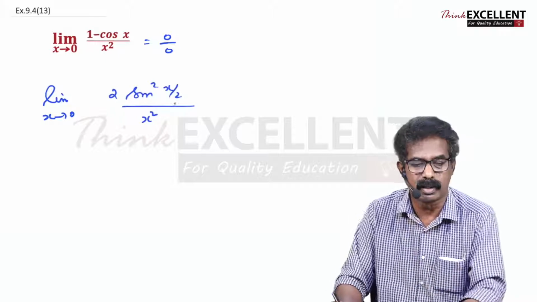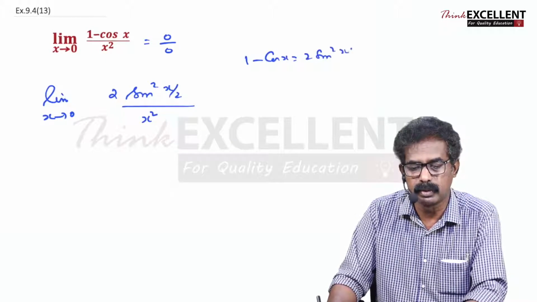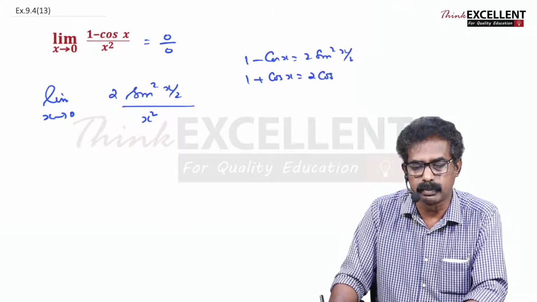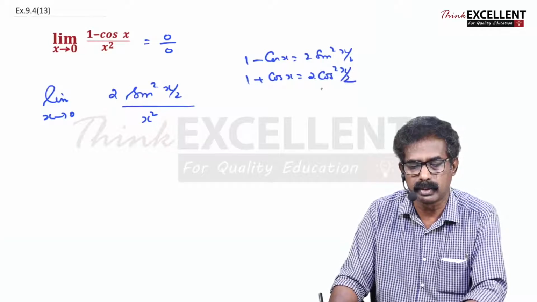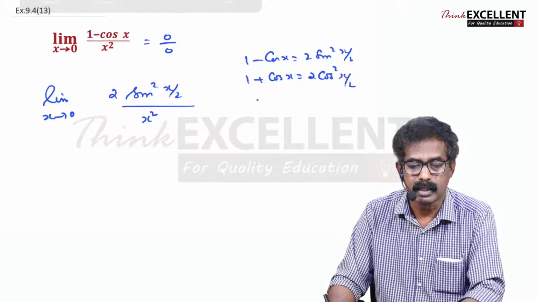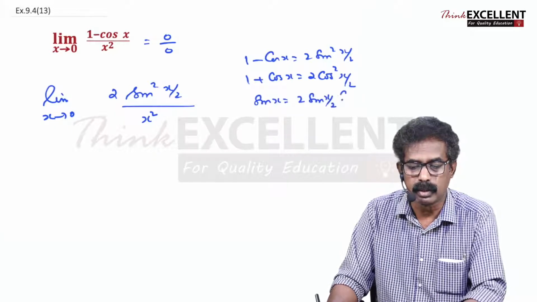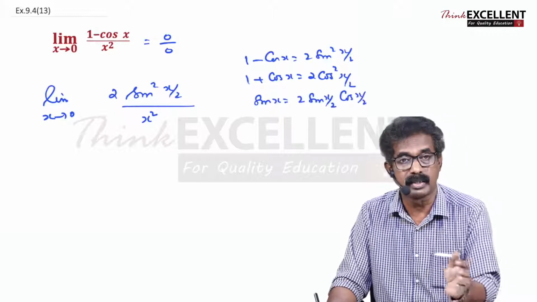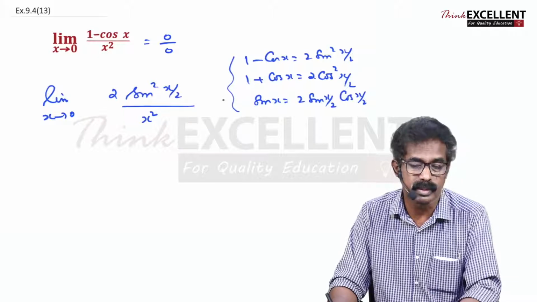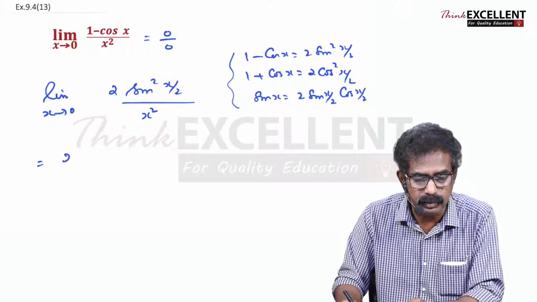So you have to remember the formula. 1 minus cos x is 2 sin square x by 2. 1 plus cos x is 2 cos square x by 2. Okay. Then sin x is 2 sin x by 2 into cos x by 2. We are using the formula sin 2a equals 2 sin a cos a. So these are some of the formulas often we use, even in differentiation, integration. So learn that. So here 2 is a constant, take it out.